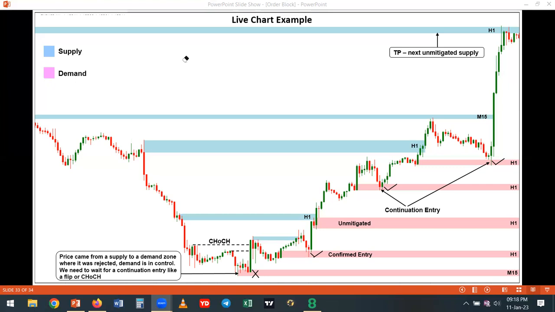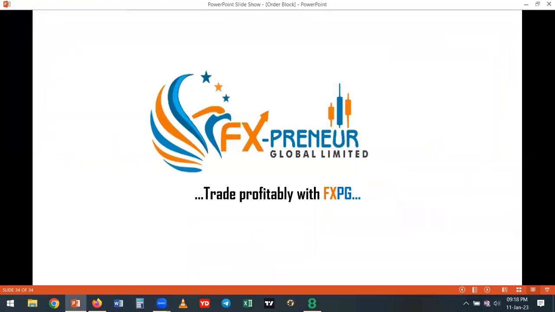All right. So this is it here for order block. So I believe everything about order block has been understood. Everything about fair value gap is understood. Order block mitigation and unmitigation, demand and supply flips, then continuation entry has been well understood.